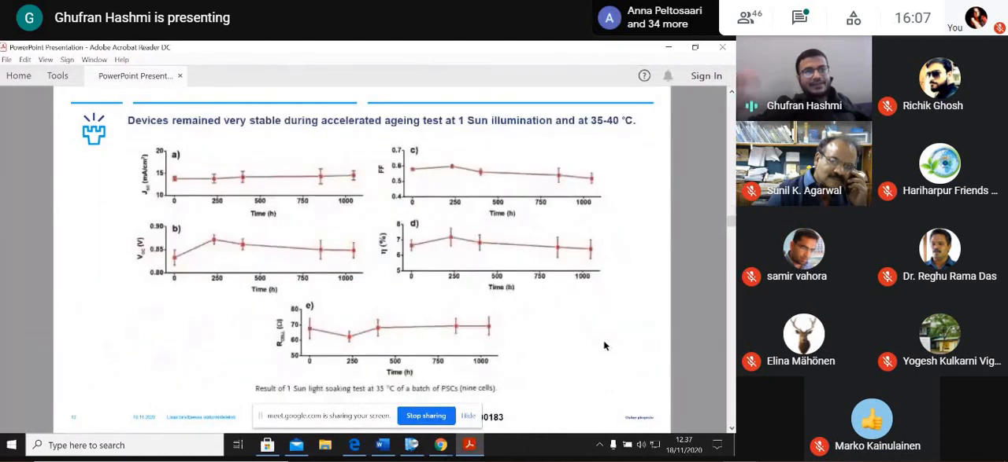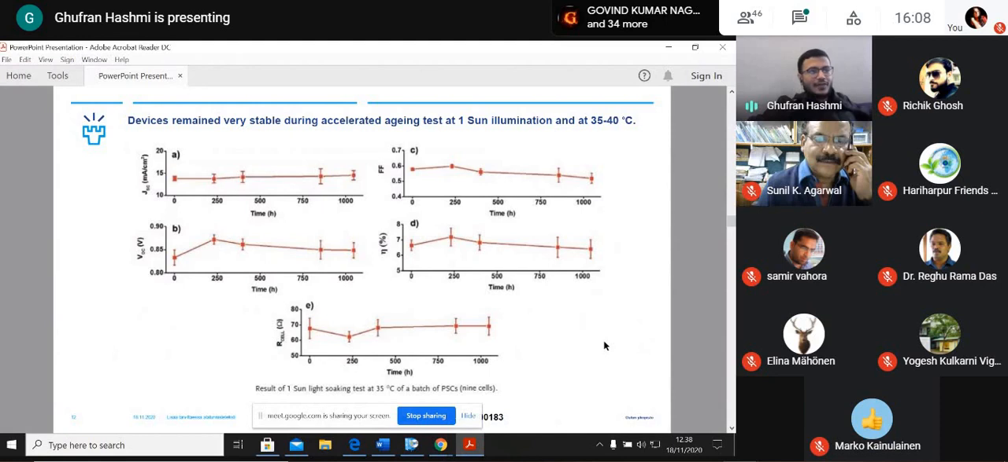And more impressively, when we exposed the devices to a thermal plus full sunlight soaking test without any encapsulation, the devices remained pretty stable. That was a few years ago, when everybody was trying to stabilize perovskite solar cells, so that was a very impressive result. This article remained highly downloadable for I think 1 to 3 years. And this work is also patented with the US patent application.